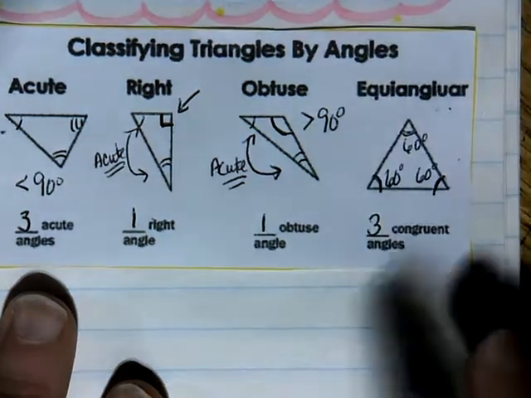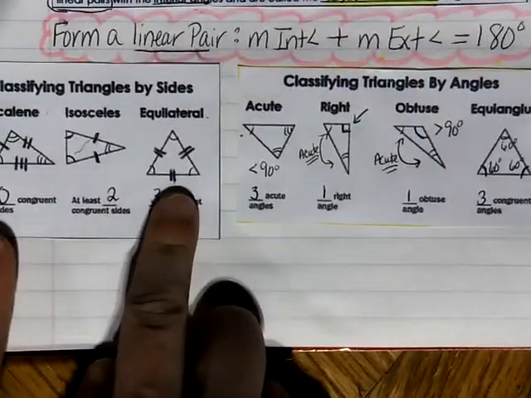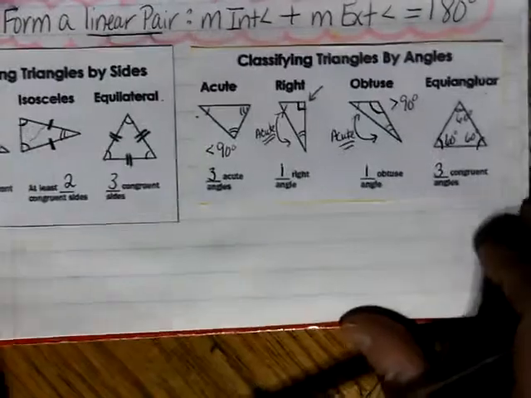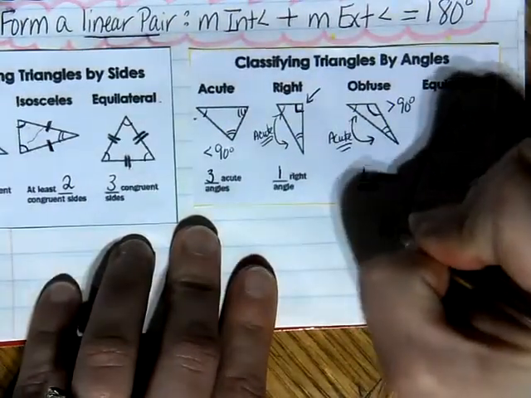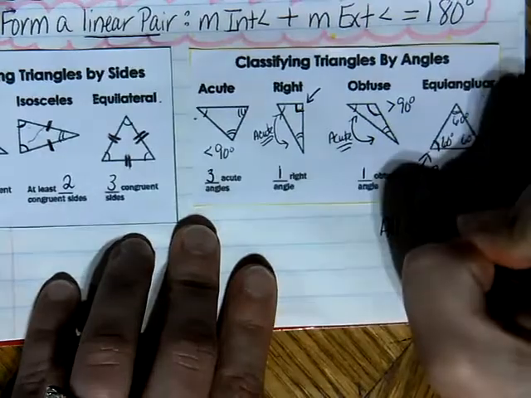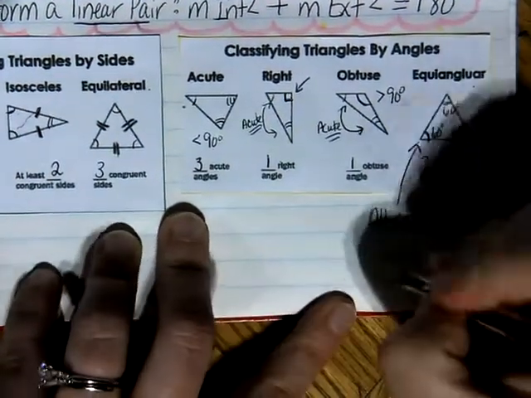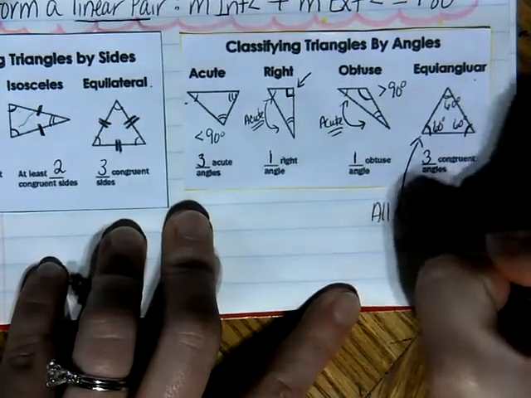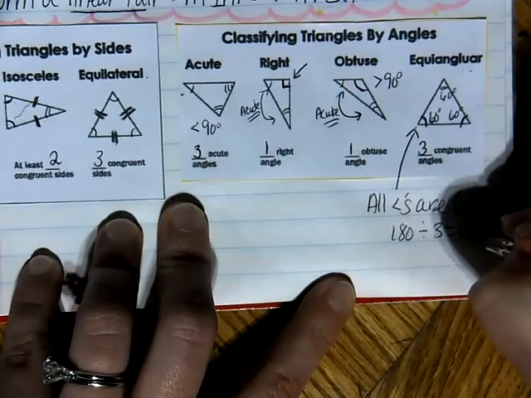Because they are all equal to each other. And we know that if we have all angles that are equal, what's really cool is that all of the sides are equal as well. So in an equiangular triangle, all angles are going to be 60 degrees. And the way that I got that is I went 180 degrees divided by 3 is equal to 60 because all of the angles are congruent to each other.